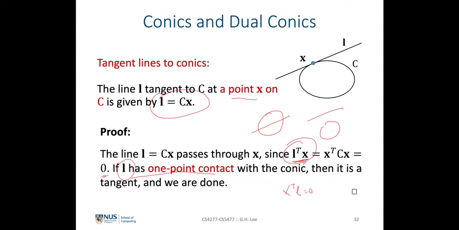And we can see that in this case, the l here and l here fulfill this, since there's only one point of contact, which is a tangent line. Then l here we can rewrite as l transpose equals x transpose C, which also implies that l equals Cx. Hence, we have proven that the tangent line intersects the conic at l equals Cx.